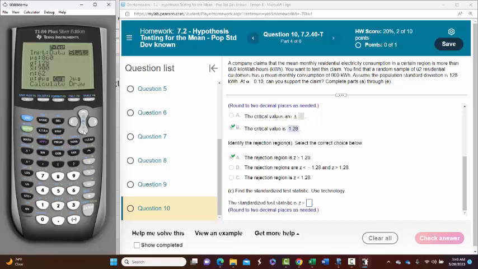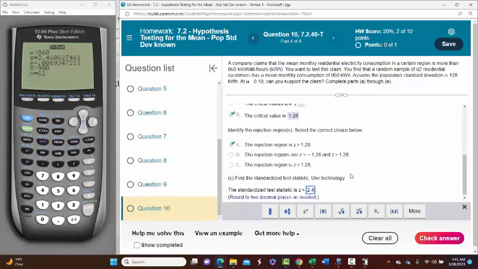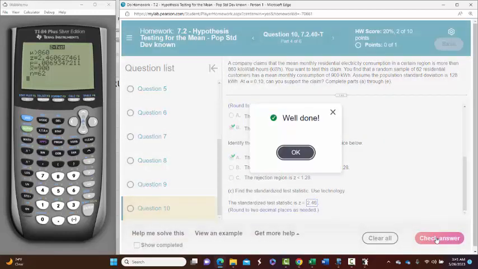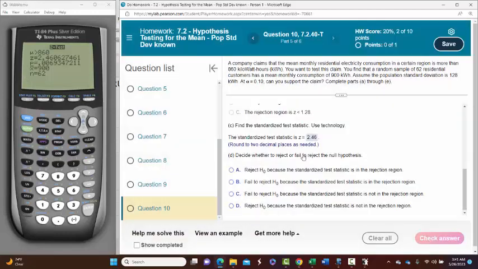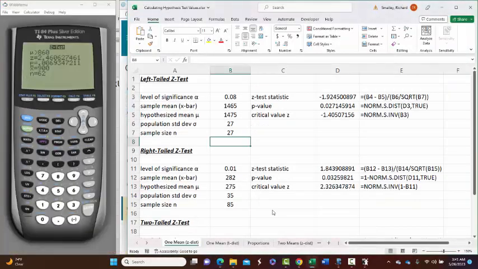This is a right-tailed test, so I need to pick the one on the far right here, greater than. Calculate. Test statistic, 2.46. Well done. Let's put this in the Excel. And it's a right-tailed test. I always keep forgetting the alpha.